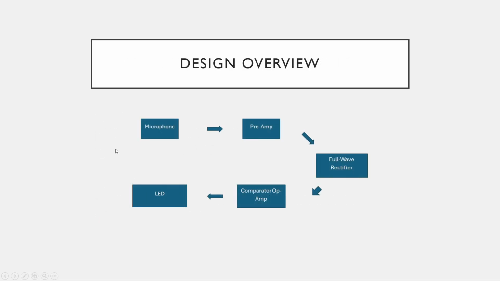Our design overview is decently simple. We have a small electric microphone that feeds its input signal into a preamp, which is just a non-inverting amplifier. This signal then goes into a full wave rectifier so we can get a steady DC value, which then goes into a comparator op amp, where we have a threshold. If this voltage surpasses this threshold, it should drive an LED.